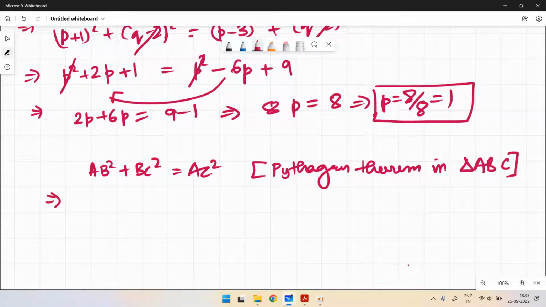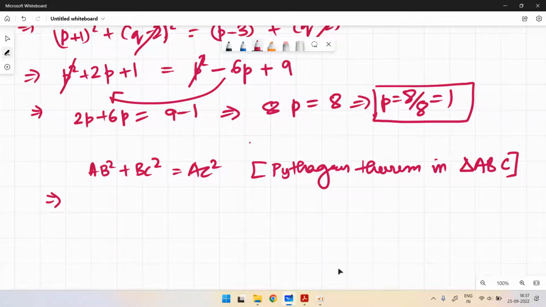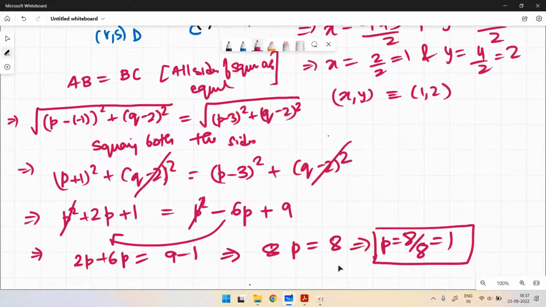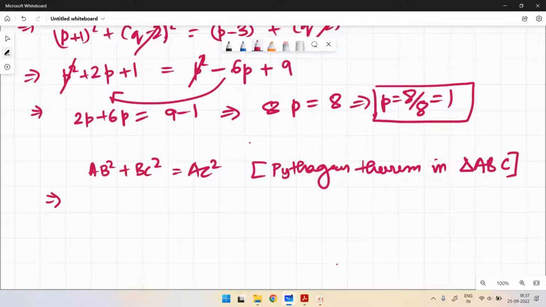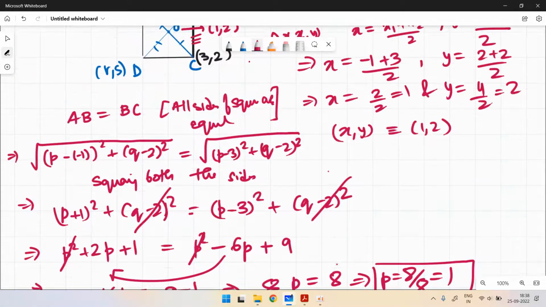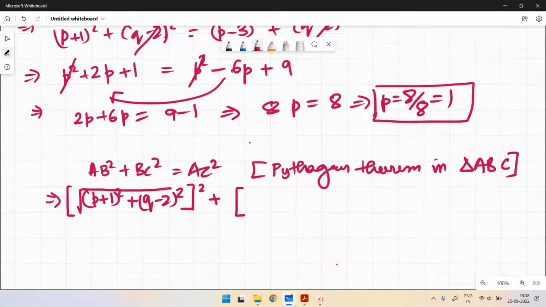Now distance AB square you have already calculated. AB is the square root of (P plus 1) square plus (Q minus 2) square, already calculated, whole square, and BC you have also calculated. BC is the square root of (P minus 3) square plus (Q minus 2) square.